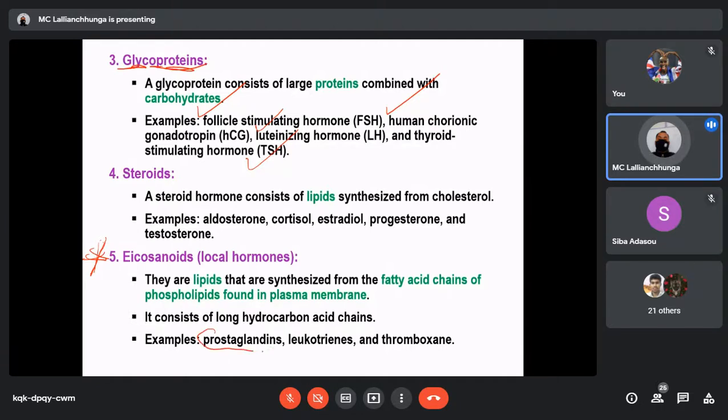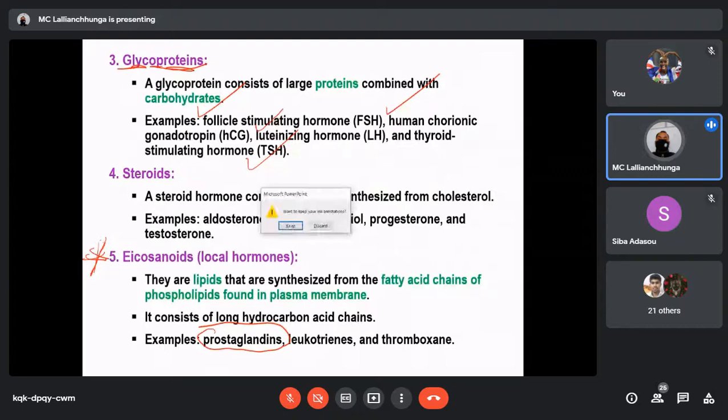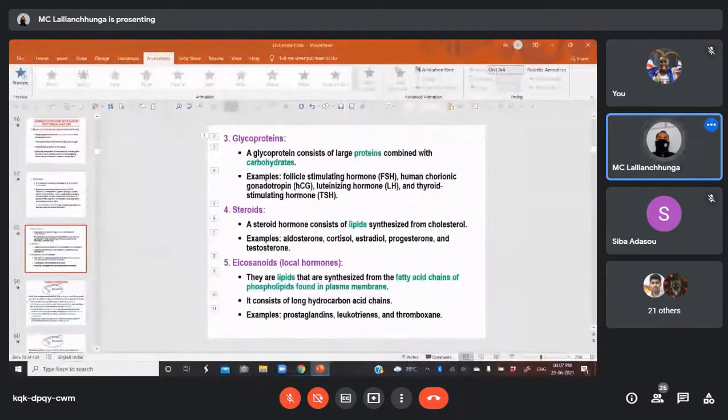Among them, prostaglandin is very important. This is very important in the case of reproduction. So these are the second type of classification of the hormones. This is for today. Thank you.